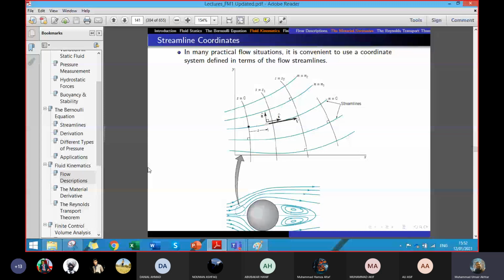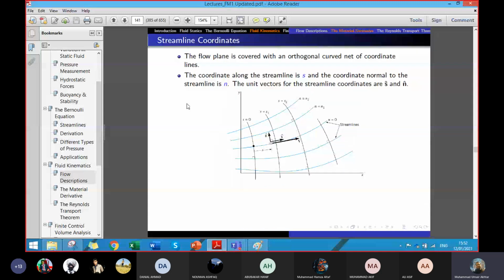Okay? So you are familiar with the streamline coordinates. The streamline coordinates are basically two coordinates that are along the streamline. The coordinate along the streamline is called the S coordinate, and the other coordinate is called the N coordinate, normal to the streamline, as shown in this figure. So the flow plane is covered with an orthogonal grid. We have to define a coordinate along each streamline, so for each streamline there is a relative coordinate, and then we have the normal coordinate along that. At any point, the S and N directions are perpendicular, but the lines of constant S or constant N are not necessarily straight, because the streamlines are mostly curved.